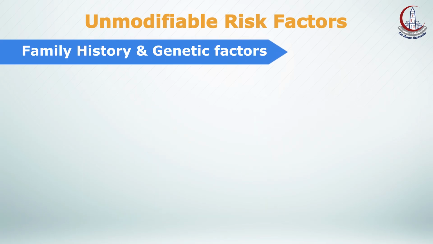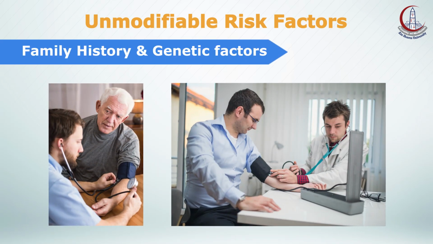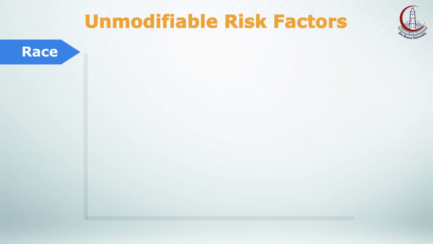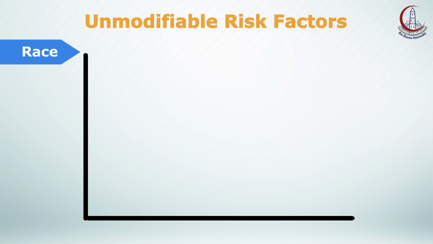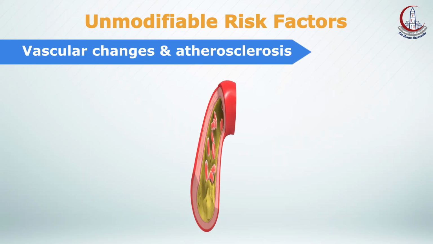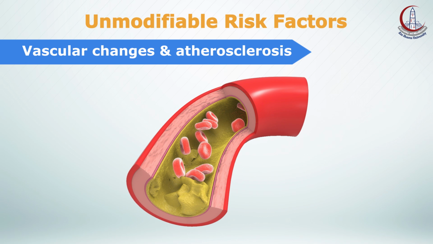Family history and genetic factors play an important role in determining blood pressure. Similarity of blood pressure levels among first-degree relatives as parents, siblings, and offspring is commonly observed. Race also plays an important role. Hypertension is more prevalent in black races than white races in the USA. Vascular changes and atherosclerosis, which start since childhood as unhealthy dietary habits and genetic factors, interact in hypertension causation.